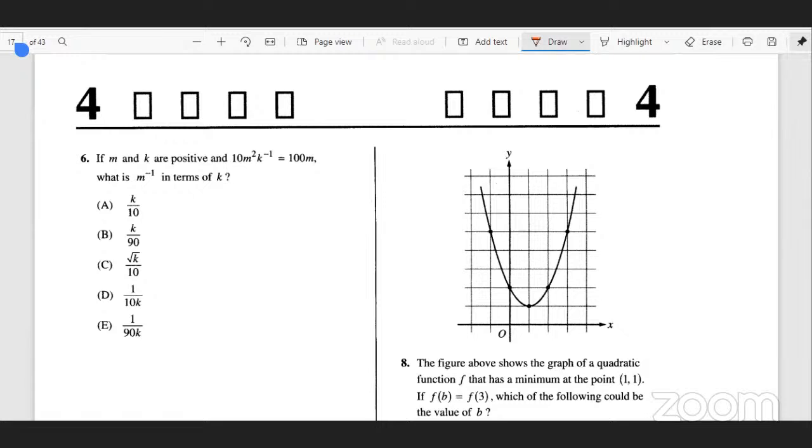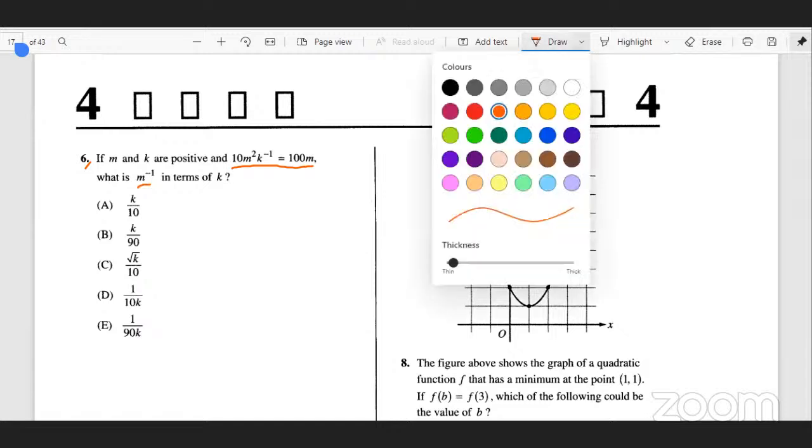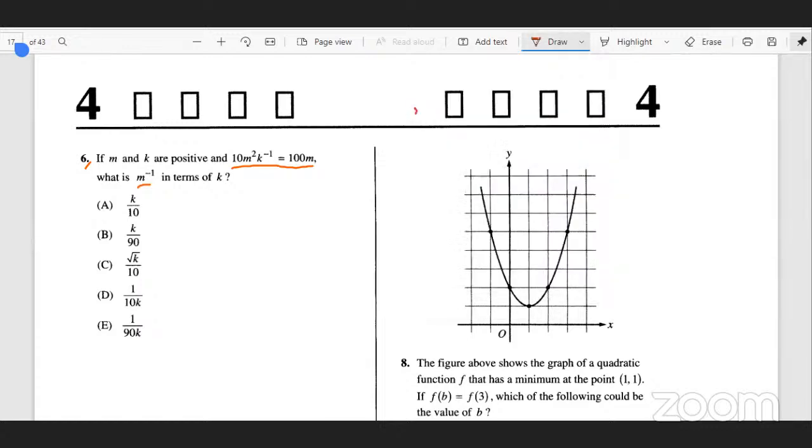Now the 6th question is, if M and K are positive and this is the equation, what is M to the minus 1 in terms of K? Now this question is very simple. They have used some difficult wordings. You need to find M to the minus 1 in terms of K, right? So we have to do that by using this equation. Okay, let's do that.